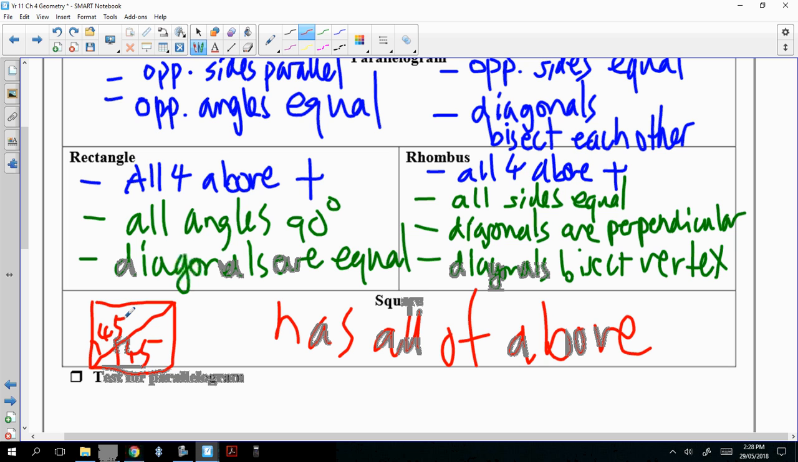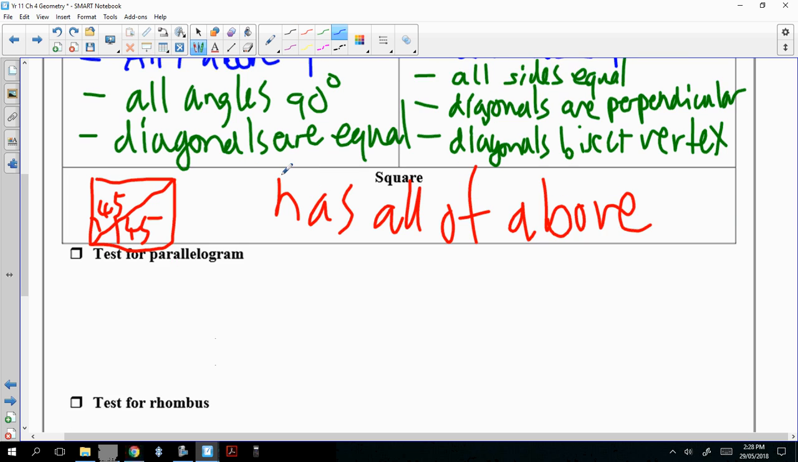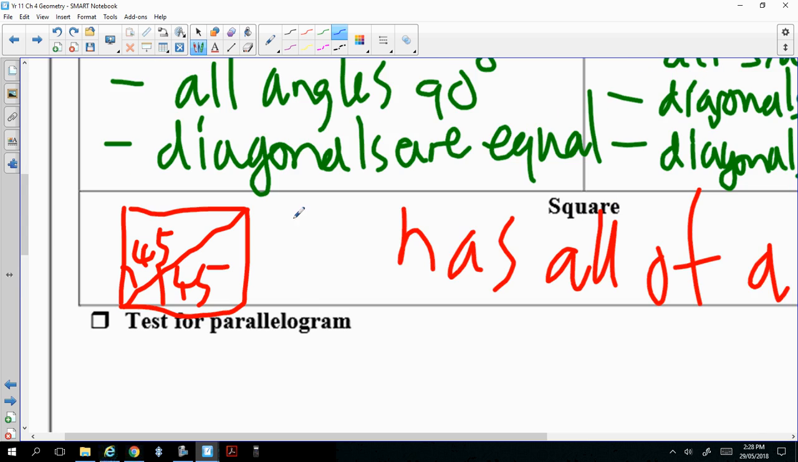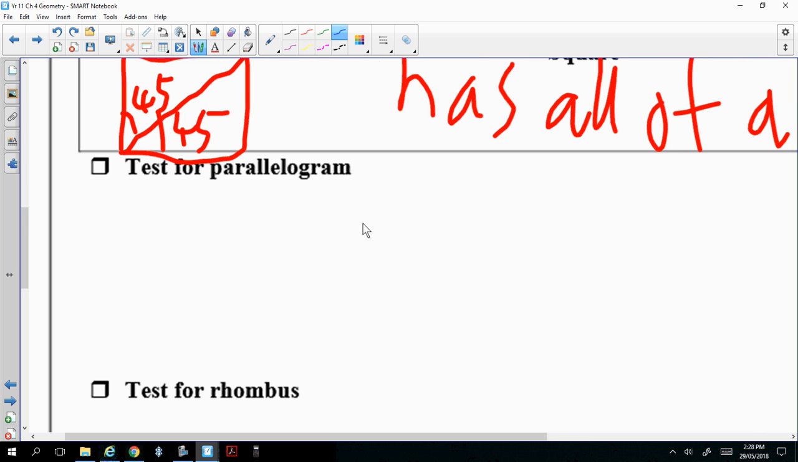Okay, let's write down the test. Let's look at the test and we'll finish. Test for parallelogram. There's 5. Did we not just write it down? No, these are properties. Now we're doing the test. You're testing for the properties. Testing has 4 properties.